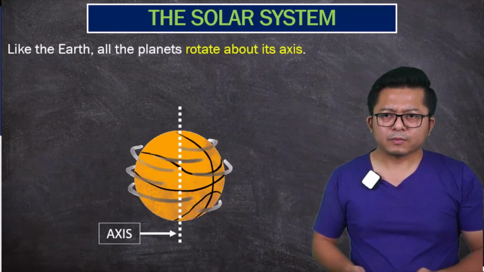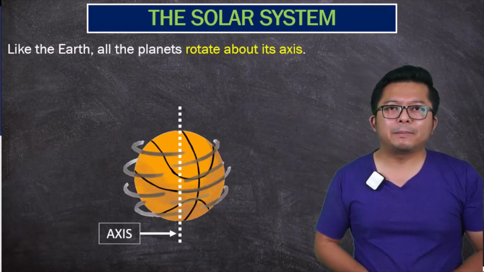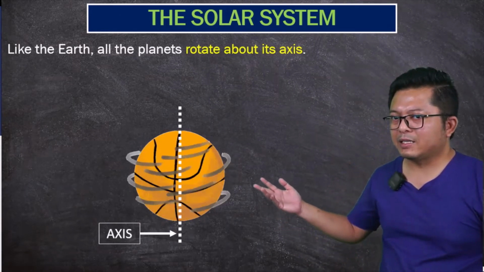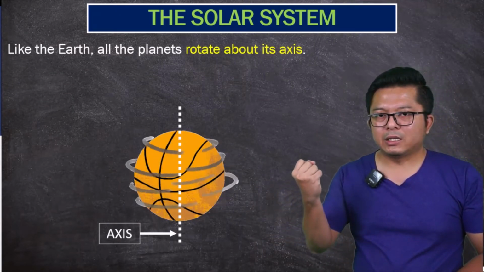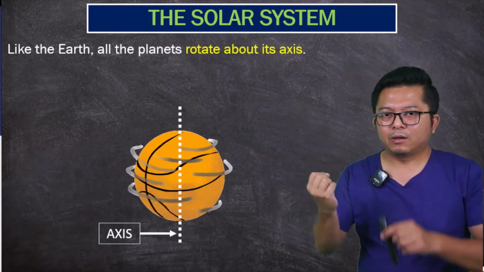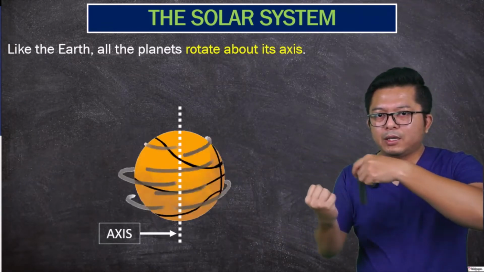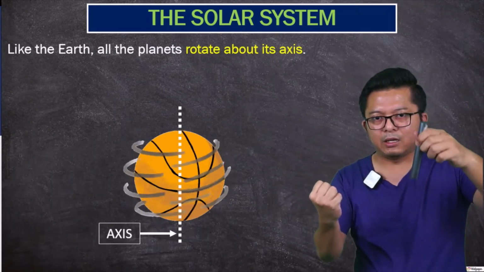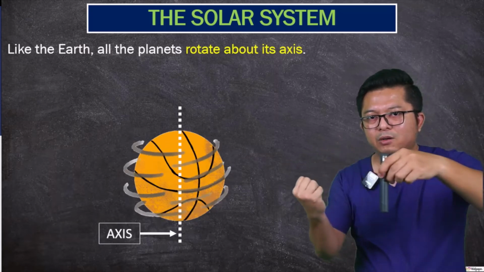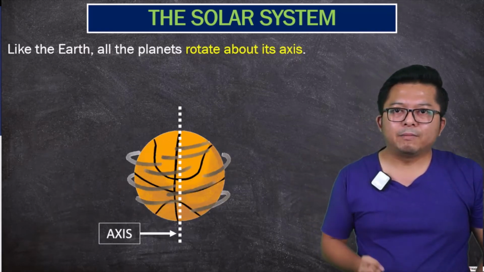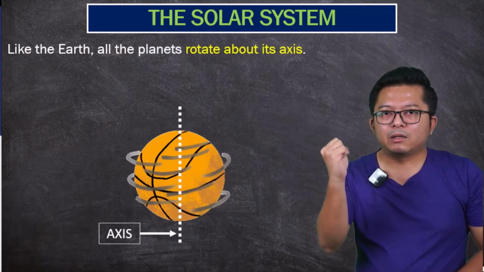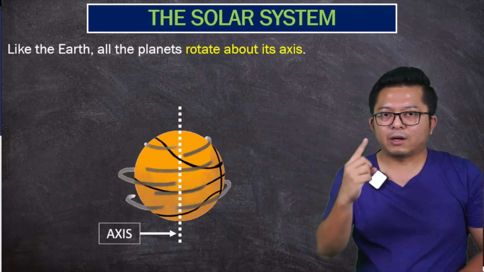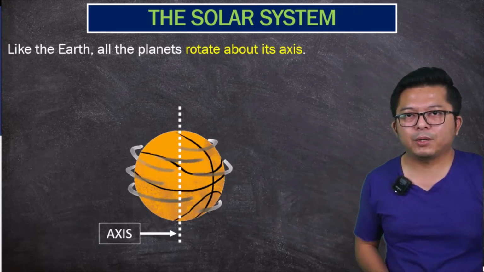Moving on, like the Earth, all the planets rotate about their axis. Now we have learned about the axis, which means that it's turning around like this. Now this is revolving. Remember, this is revolving. If this is the sun and this is the planet, our Earth, we have learned that this is called revolving. Rotate means the planet itself, or the Earth, is moving like that, round and round, like in this picture.